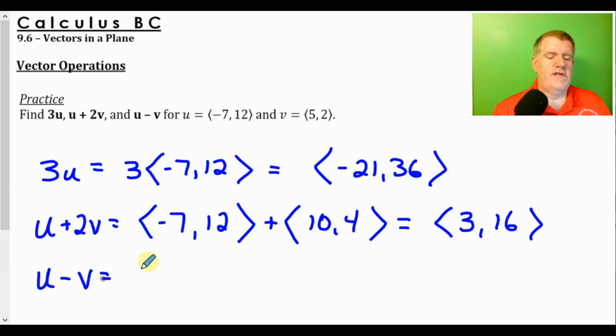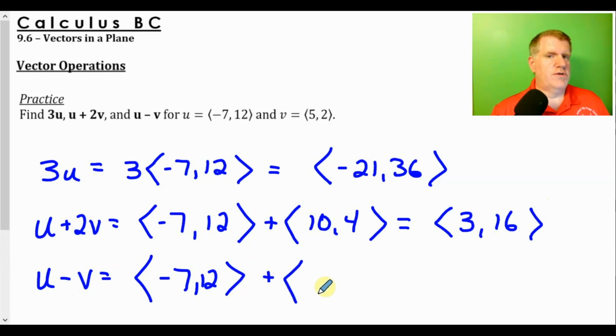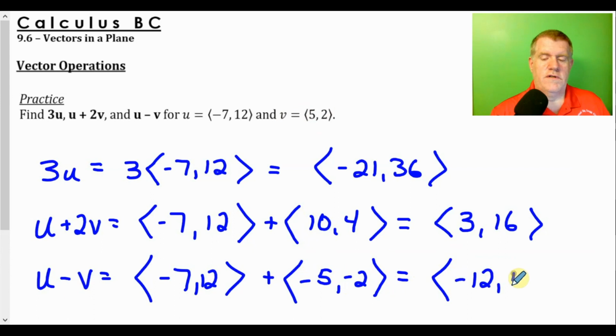u minus v. So we're going to start with u again: -7, 12. Now remember, subtraction is just the opposite of addition. So I'm going to take v and I'm going to make it negative. Then add them together. So I get -12, 10. So that's some basic operations on vectors.